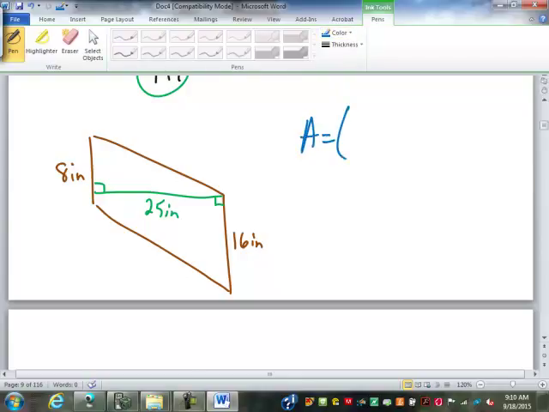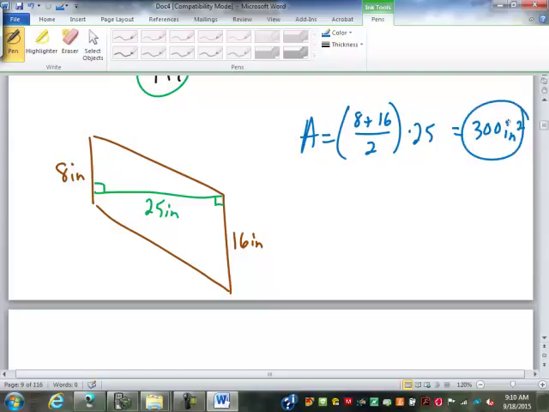How am I going to set up this area? Eight plus 16 over 2 times 25. 8 plus 16 is 24, over 2 is 12, times 25 is 300 square inches. How many got 300? You see what you did? You got to take the two bases, which have to be the two that are parallel.